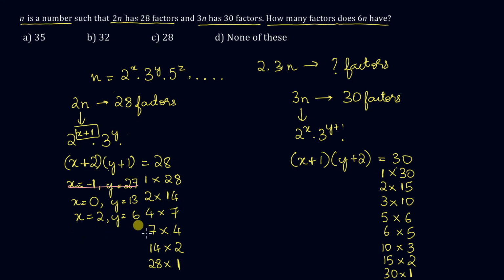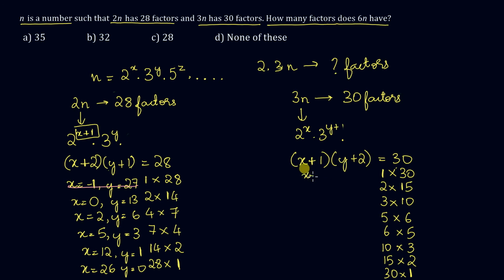Okay, x plus 2 is 7, which means x is 5, and y plus 2 is 4, which means y is 2. Sorry, y plus 1 is 4, which means y is 3. Oops, my bad. And x plus 2 is 14, which means x is 12. Y plus 1 is 2, which leaves us with y equals 1. So yeah, pretty much the end of it. Here y is 0 because y plus 1 is 0 and x will be 26. Little tedious, but okay, let's see where it leads us.